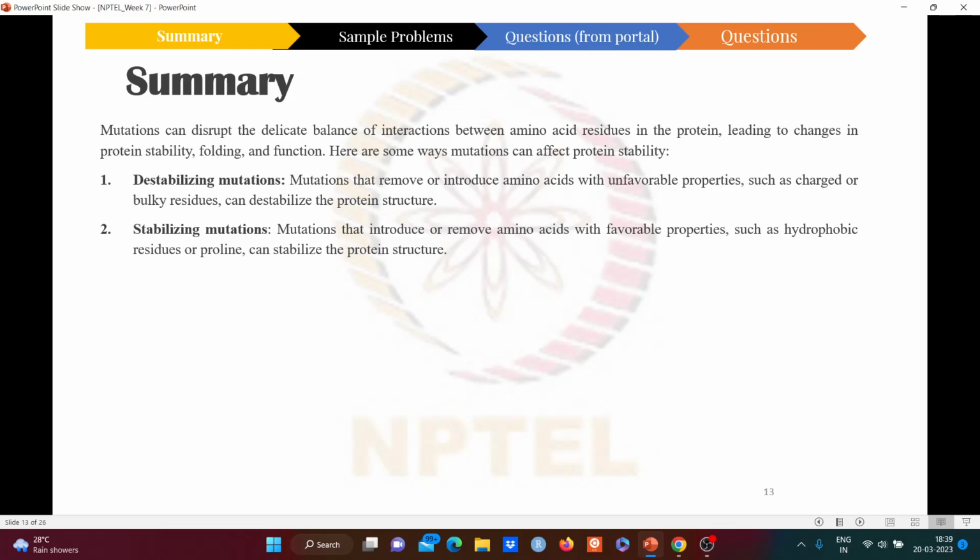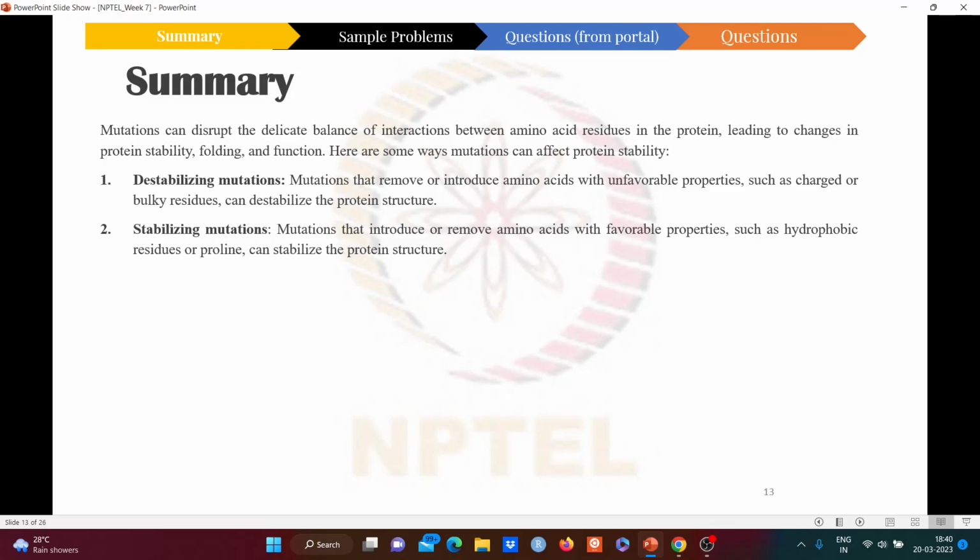Here are the destabilizing mutations. Mutations that remove or introduce amino acids with unfavorable properties, such as charged or bulky residues, can destabilize the protein structure. These destabilizing mutations can disrupt the hydrogen bonds, salt bridges, and hydrophobic interactions, leading to unfolding of the protein. For example, a glycine to aspartate mutation in a thermophilic enzyme, take citrate synthase, destabilizes the protein and reduces its thermal stability.